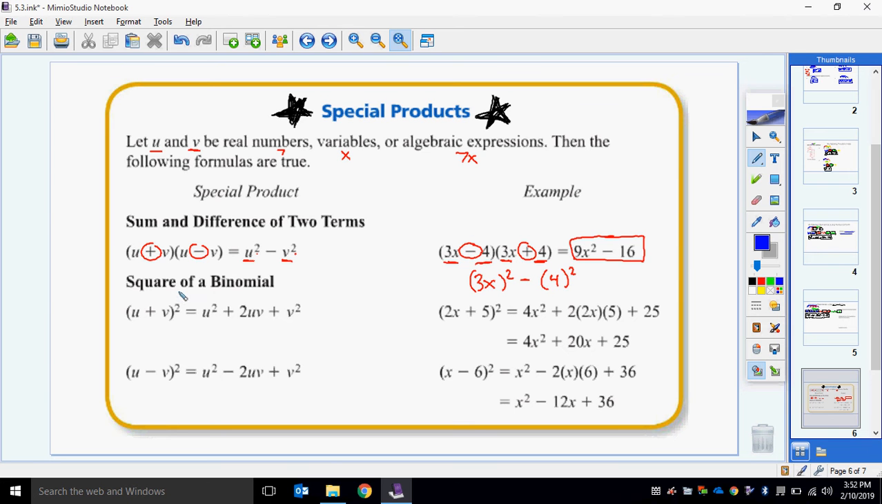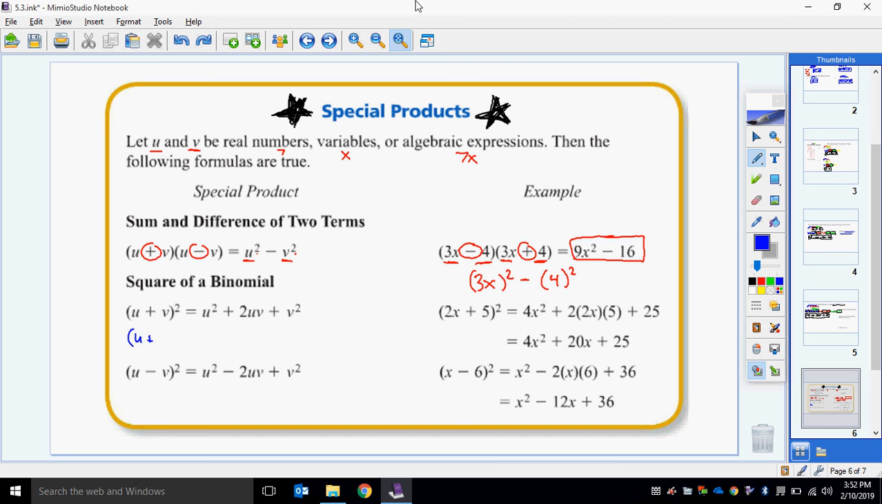Let's look at this one, the square of a binomial. This is another special product. It saves us some time. It'll say u plus v squared. Remember, u and v can be anything. So you're taking a binomial and you're squaring it. So what does that mean? What does squared mean? Well, it means take it times itself. And I could FOIL, right? First, outer, inner, last, but this is a shortcut.